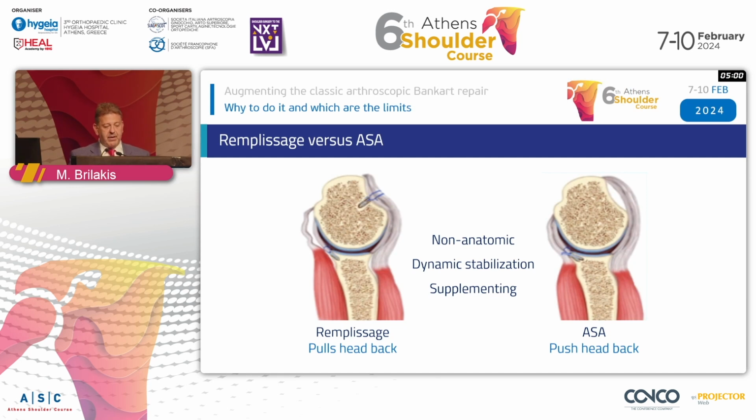Remplissage tries to push the head back and protect the anterior structures. ASA tries to push the head back, and both are non-anatomic, and they offer dynamic stabilization. And of course, there are supplementing procedures. They are not standalone procedures.